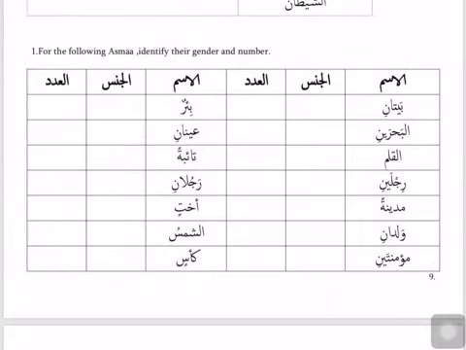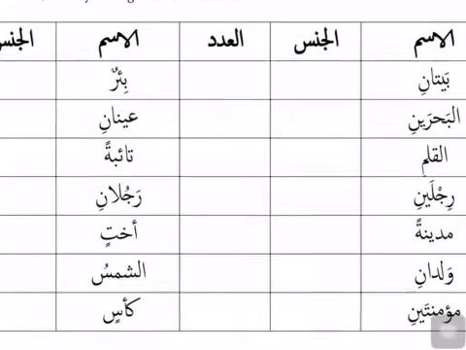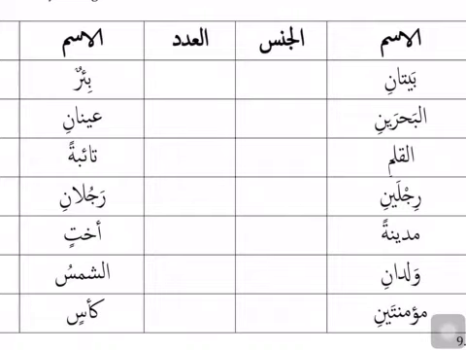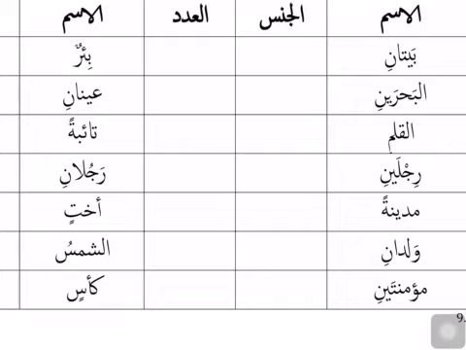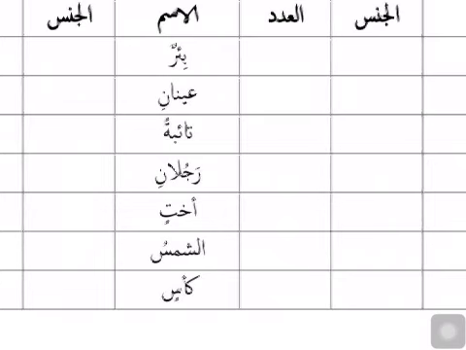Inshallah, hopefully that was not too hard. And then we have another exercise for the following asma. Identify their gender and number. So now two of the properties we want to be able to tell. So the ism we have is baytani, and you want to tell its gender. Is it muzakkar? Is it muannas? And its number. Similarly, al-baharaini, al-qalami, rijlaini, madinatan, waladani, mu'minataini, bi'run, aynani, daibatan, rajulani, ukhtin, ash-shamsu, ka'sin.